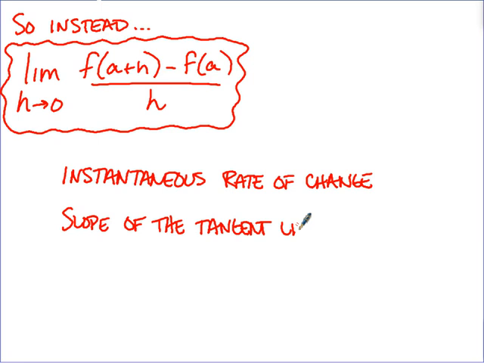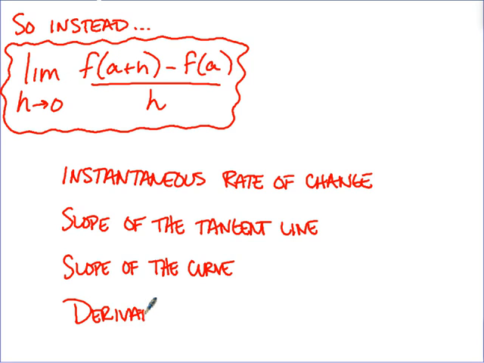You might also hear this called the slope of the curve. So if it's asking you for the slope of the curve of a parabola at a certain point, it means the slope of the tangent line. Or this is going to be called the derivative of a function. The derivative of a function is the slope of its tangent line.